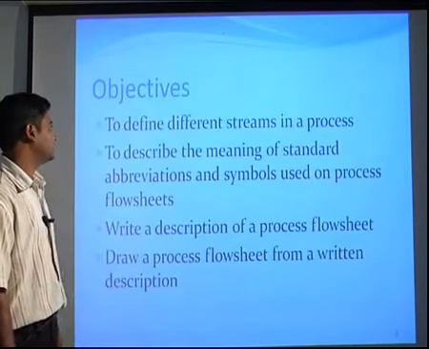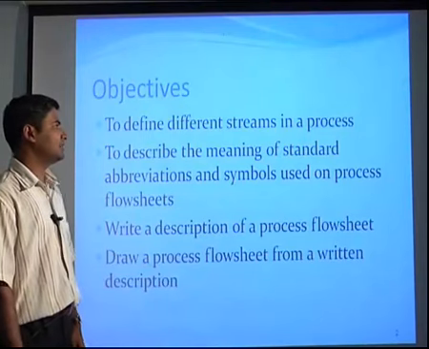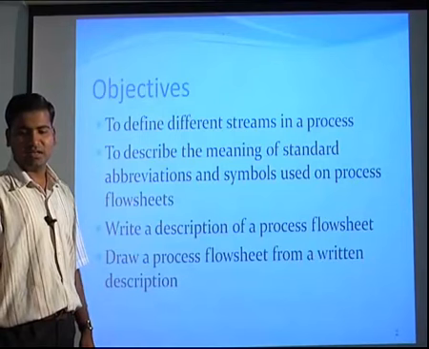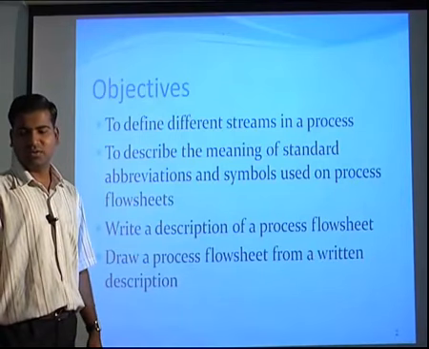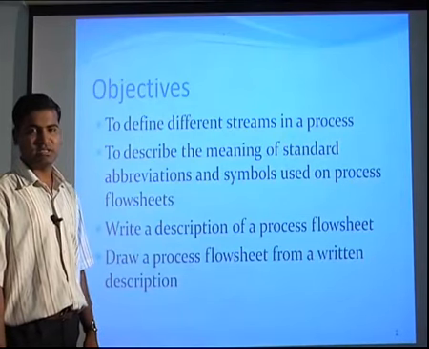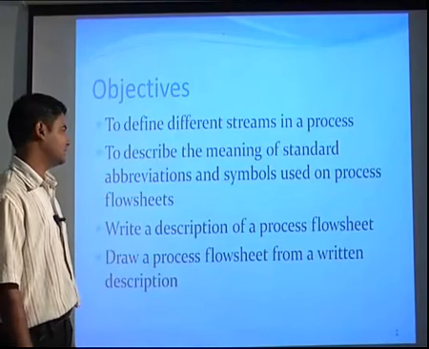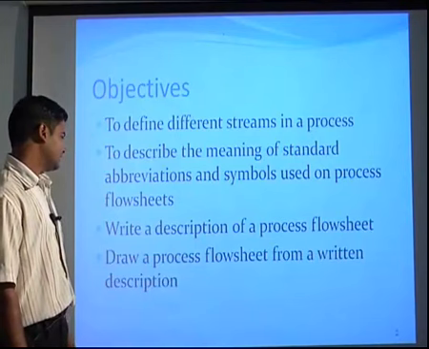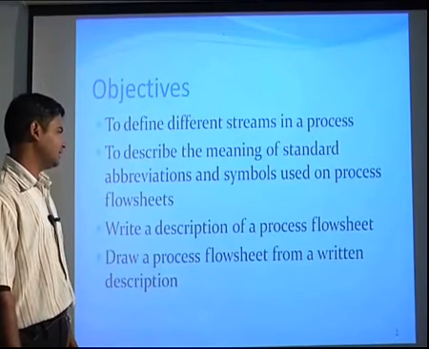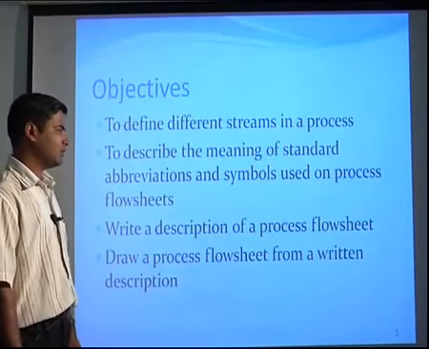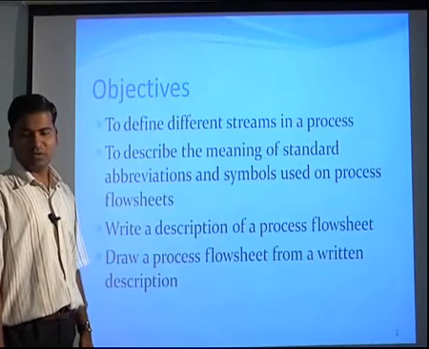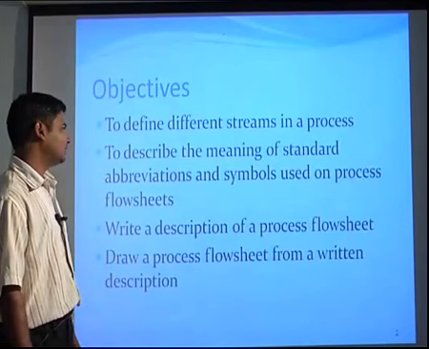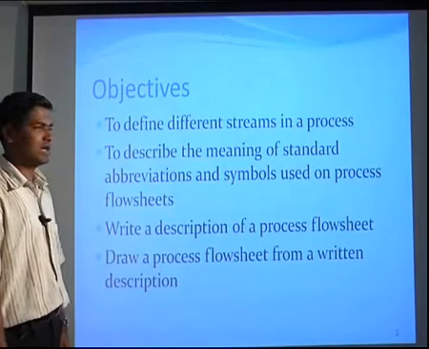So today we will discuss how to define the different streams in a process, then describe the meaning of standard abbreviations and symbols used on process flow sheets, then how to write a description for a process flow sheet, as well as, if a description is given, how to draw the flow sheet. So we will discuss both: how to draw flow sheets, and if a flow sheet is given, how to describe it. Then we will see what symbols are used in those processes today.